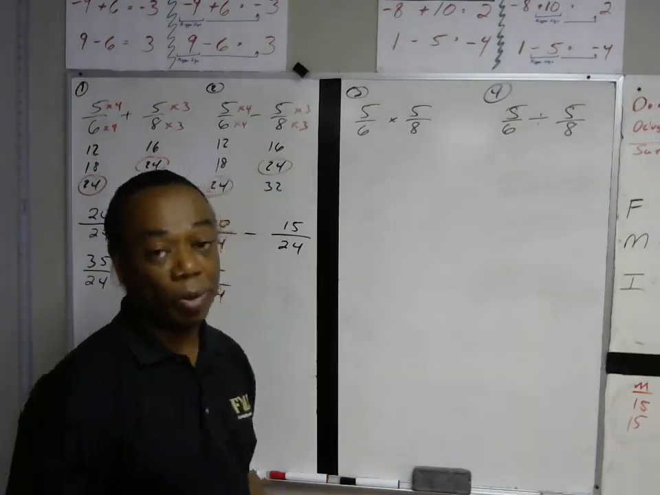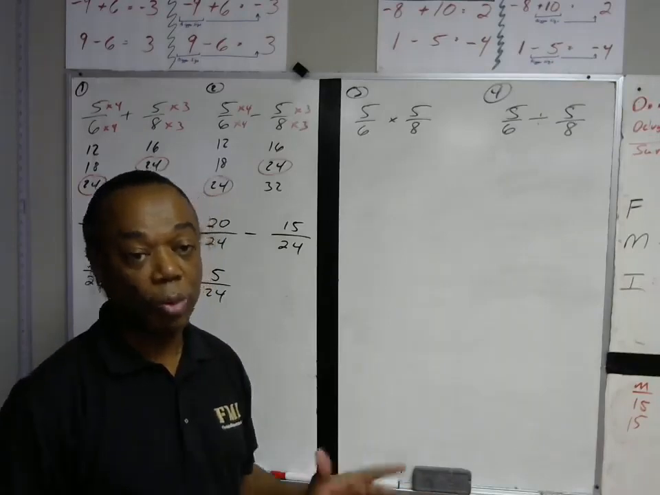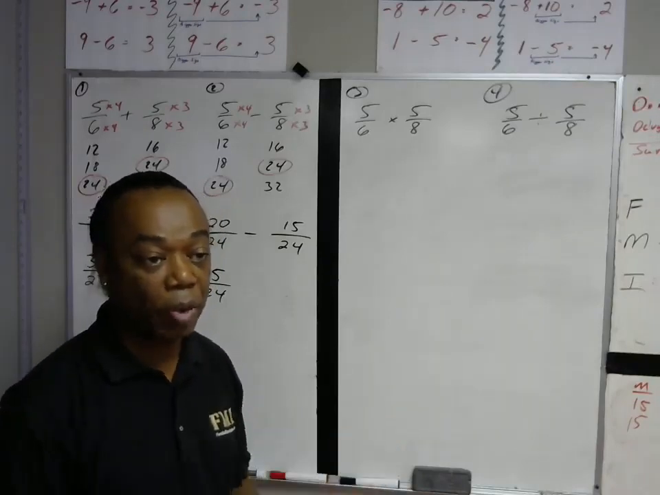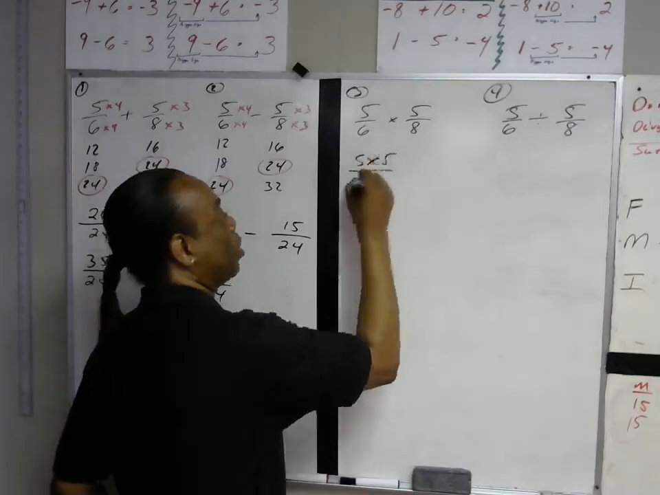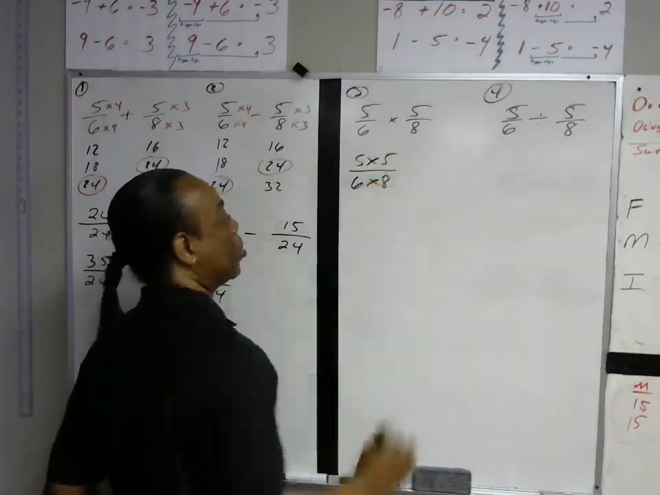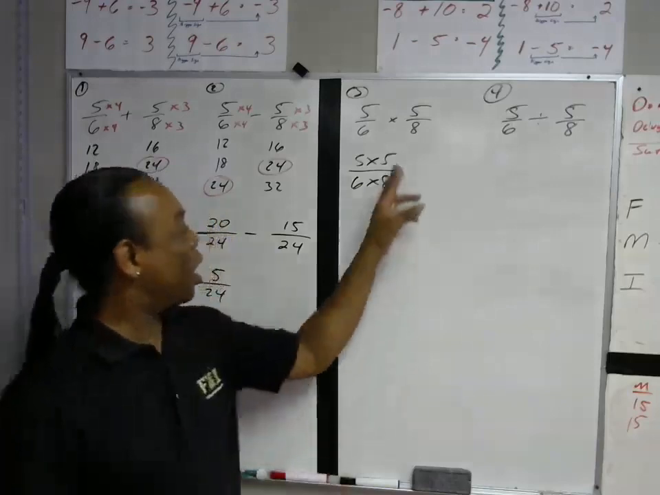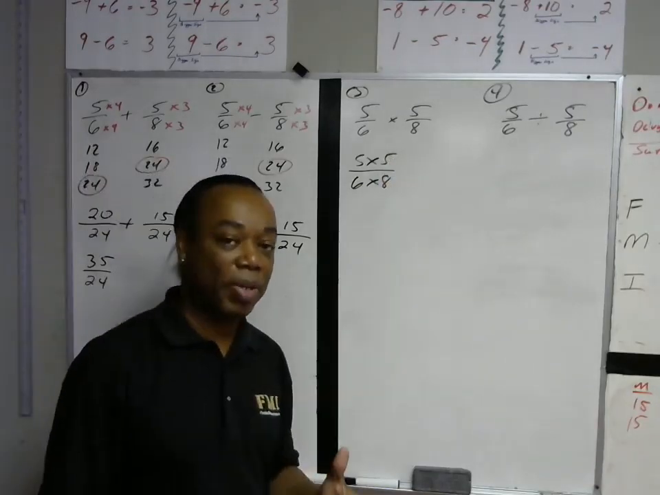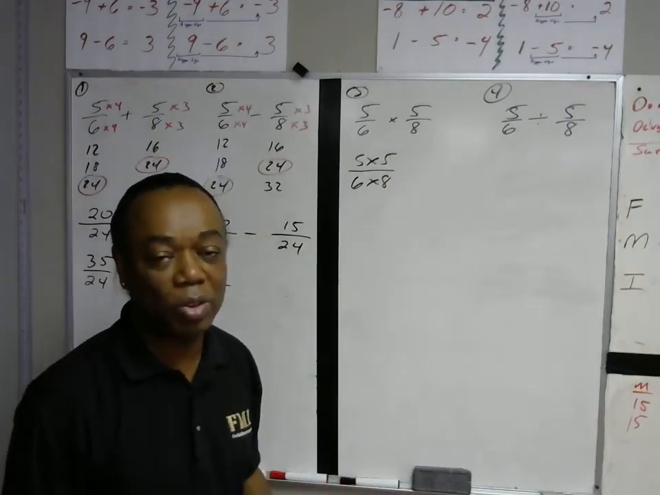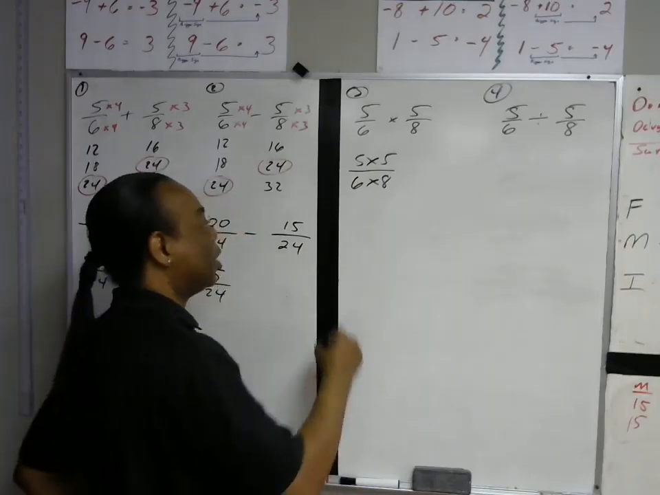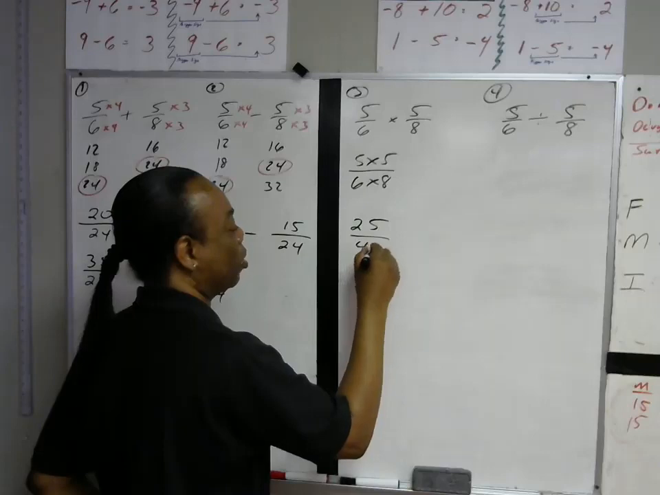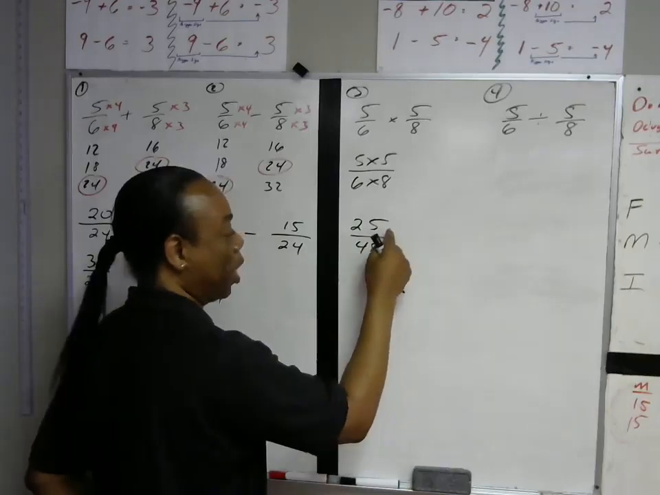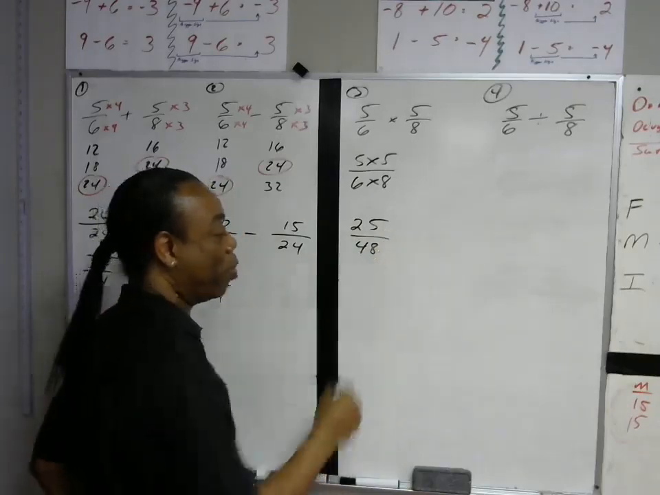Okay, next, number 3. Number 3, we are multiplying fractions. So to multiply fractions, we put everything in one fraction form. So this will be 5 times 5 and 6 times 8. Now I can see right now there's nothing from the numerator to denominator that can be divided by the same number. So I'll just keep going. 5 times 5 is 25, and 6 times 8 is 48. And there's nothing that 25 and 48 can both be divided by.